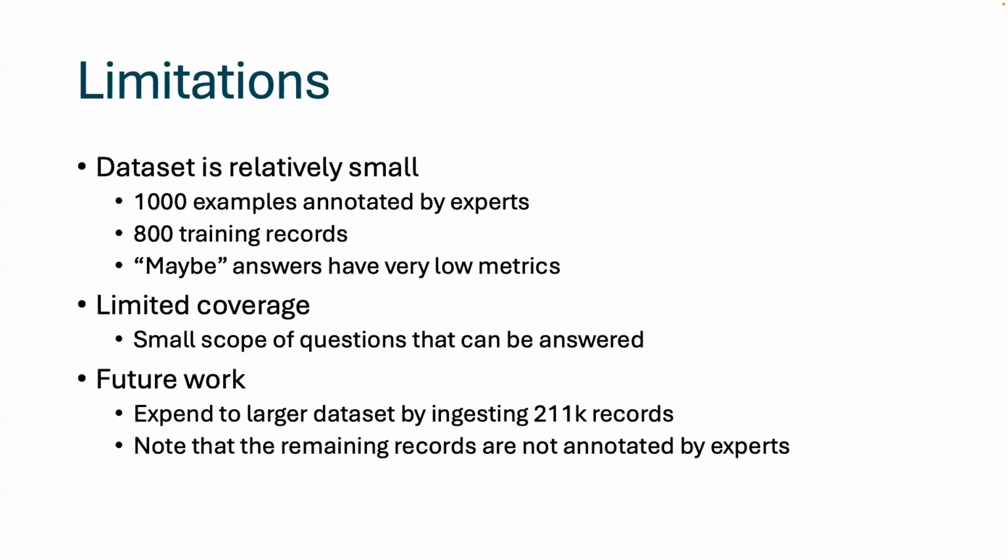And that gets us into the limitations. The biggest limitation of this system is that the data set is relatively small, with only 1,000 examples annotated by experts. Of course, the training data set is 800 records. That means it's a relatively small data set in which to search for answers to questions. So with that limited coverage, there's only a small scope of questions that could be potentially answered successfully. Although it still does demonstrate the architecture and capability and could be expanded to a larger data set by ingesting the full 211,000 records. However, most of those are not yet annotated by experts.